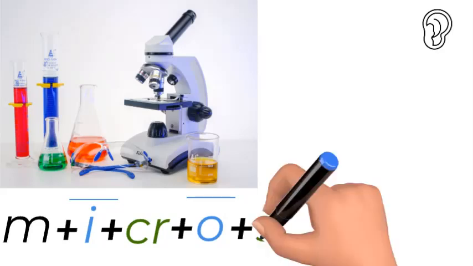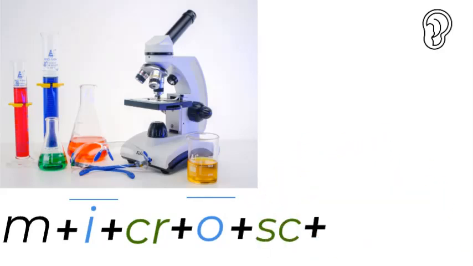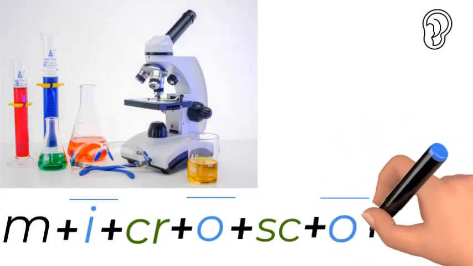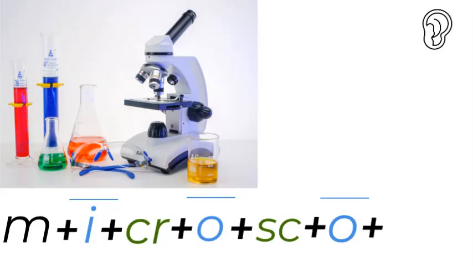There's the first word. Now we've got scope, S-K, followed by an O. Now remember, one of the ways of getting the O is to have something magic at the end, and it's got a superpower. It turns it from an O into an O, and it's the magic E. So there we have it. M-I-C-R-O-S-C-O-P-E. Microscope.